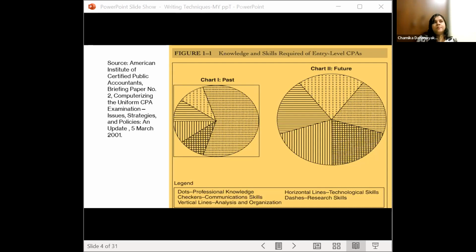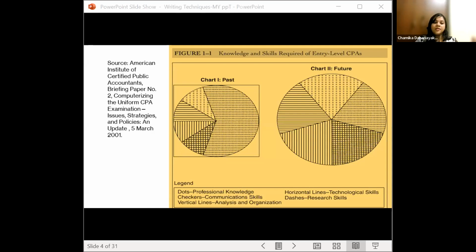Right. So the main message that is indicated from these two graphs is that even though accountants and finance professionals had to rely a lot on their professional knowledge, and other skills were comparatively less useful, in the future, they have identified very clearly that the professionals in the future will need a balance in all the skills. So you must have noted, if you studied the graphs carefully, that the checkers indicate the communication skills, right? Or in other words, the small squares in the two pie charts actually talk about communication skills and your writing skills.